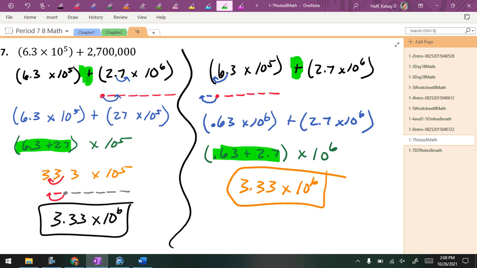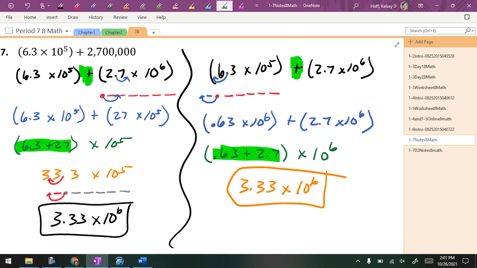Now, quick reflection, quick review. When you multiply and divide, which was what we did on the front of this paper, do you have to match the exponents at the start? No. When you add and subtract, which is what we did on the back of the paper, do you have to match the exponents before you add or subtract? Yes.